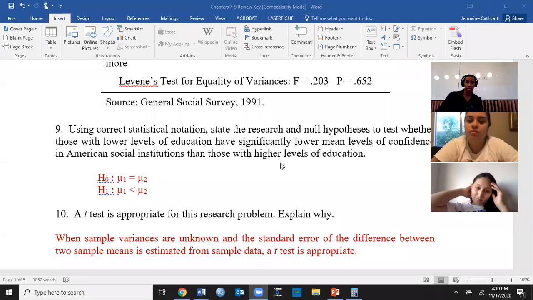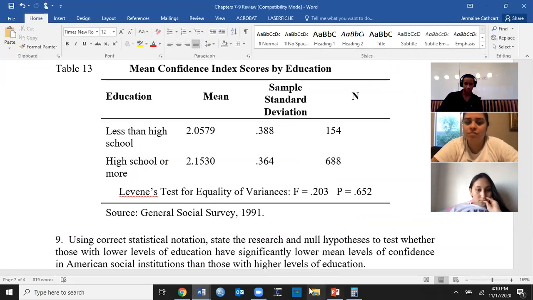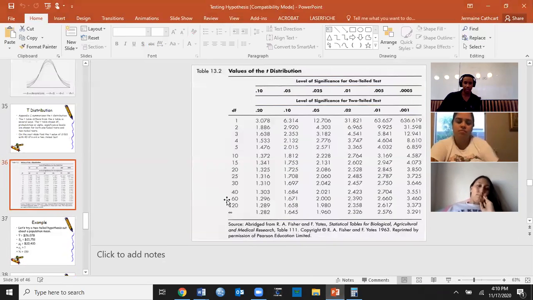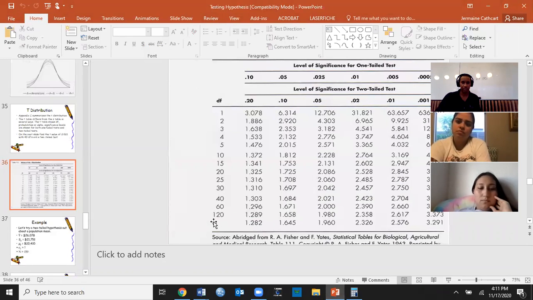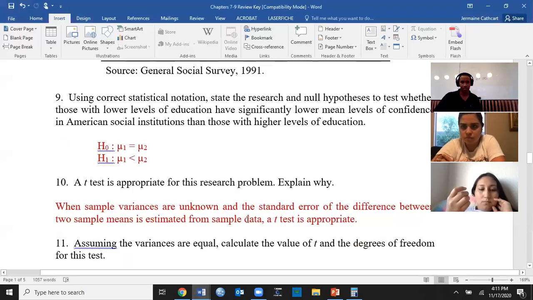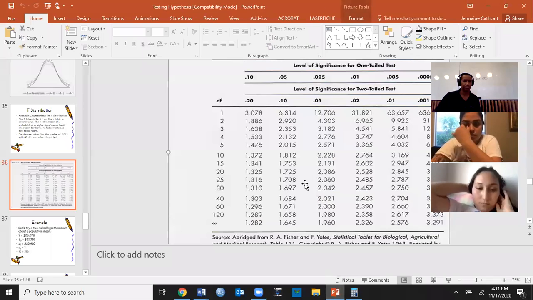Having said that, we have a one-tailed test. So we're going to come back over to the T-table. We know our degrees of freedom is equal to infinity because it's above 121. We have a one-tailed test, so let's check it at the 0.05 alpha level. Our T critical is 1.645. We already established that our T obtained is negative 2.90.